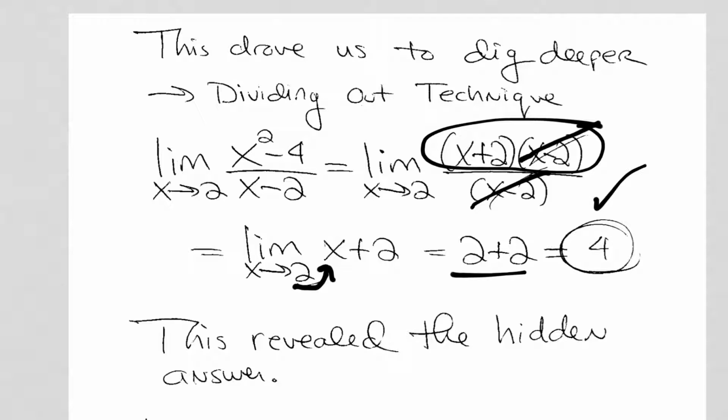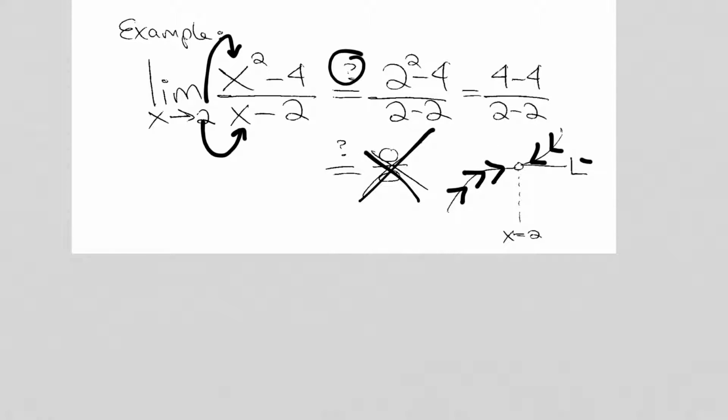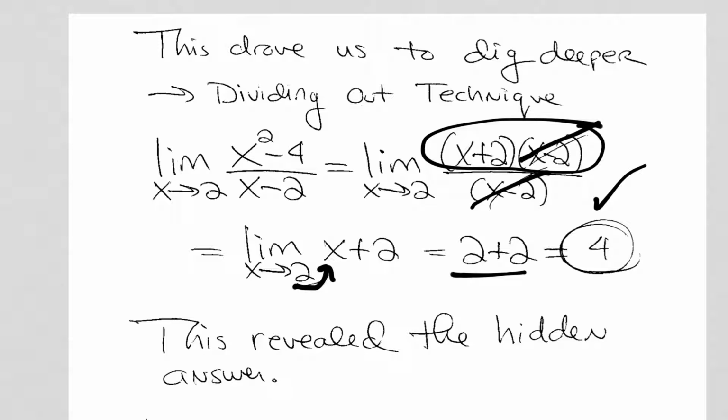Now, the dividing out technique was a method we used to reveal the hidden answer. So actually, if we go back to our graph over here, we would see that now we know that L is actually equal to 4, whereas before we had no idea what y value we were headed towards, and now we do. It's 4. So, this revealed the hidden answer, 4.